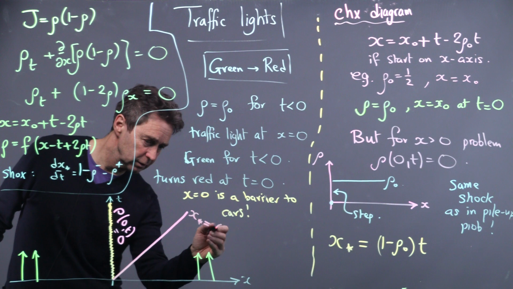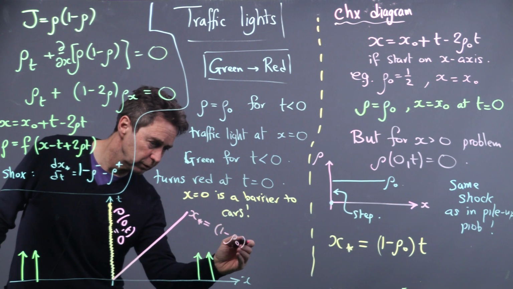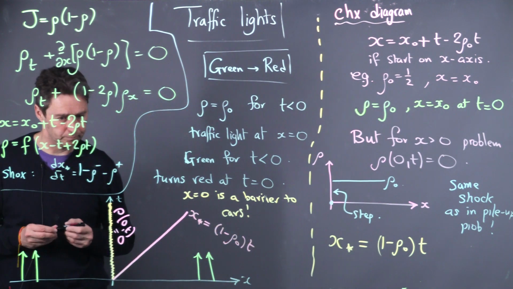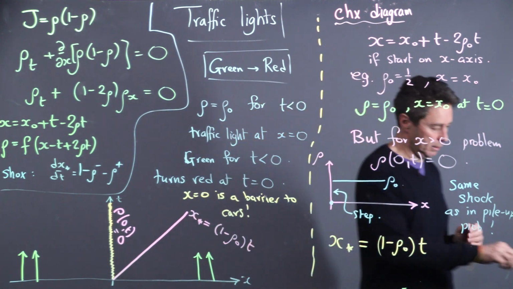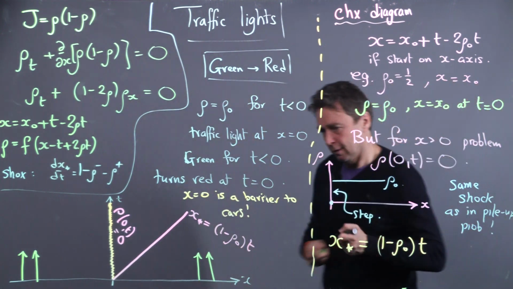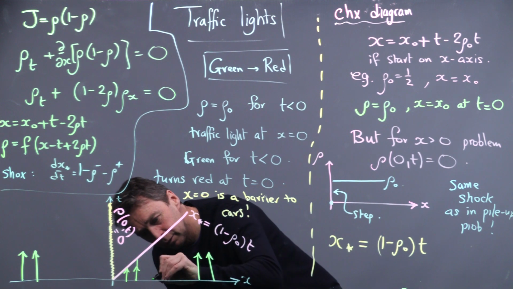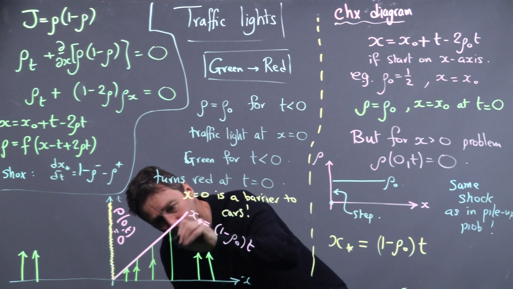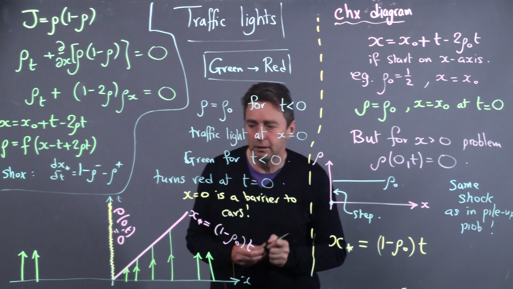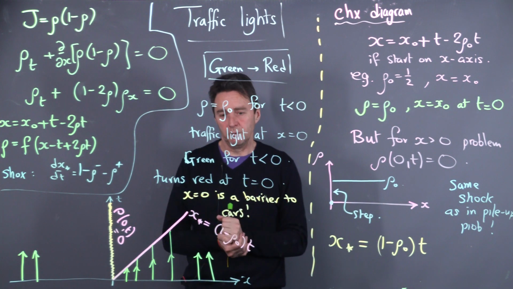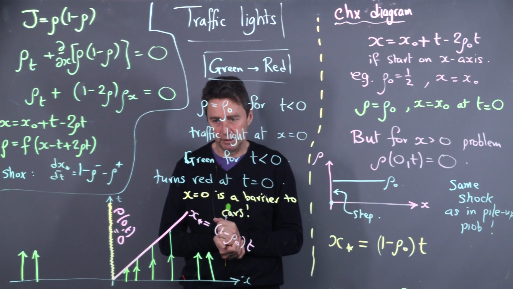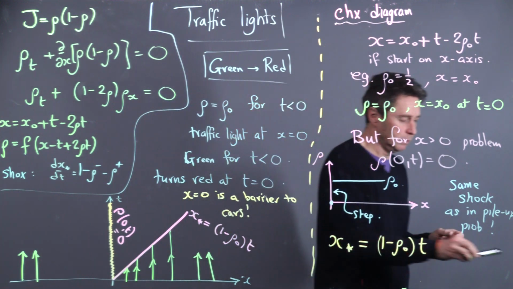X star is 1 minus rho naught t. There it is, happily trundling along. And obviously all of the characteristics on this side are just going to come up and hit the shock and get consumed by it. And that way we don't have any possibility of getting a multivalued solution.